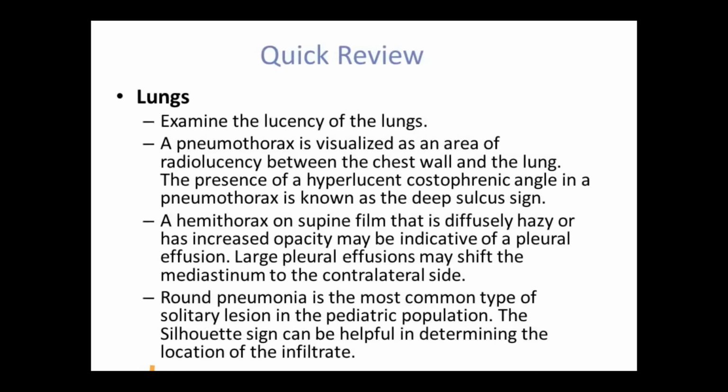When examining the lungs, look for areas of differing lucency in the lung. The pneumothorax is seen as an area of radiolucency between the chest wall and the lung. The presence of the deep sulcus sign also points towards a diagnosis of a pneumothorax. Round pneumonia is the most common type of solitary lesion in the pediatric population, and the silhouette sign can be useful in determining the location of this lesion. A pleural effusion is often visualized as a hemithorax that is diffusely hazy or has increased opacity. Large pleural effusions may cause a contralateral mediastinal shift.